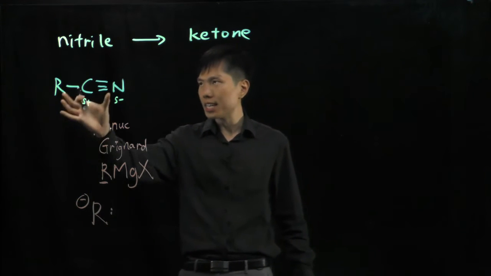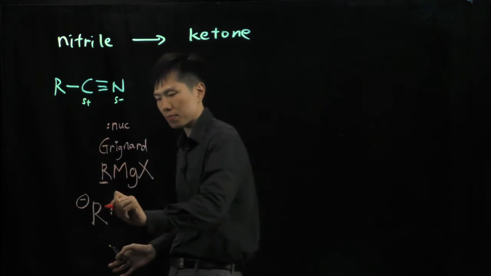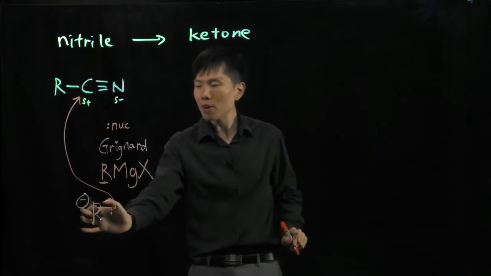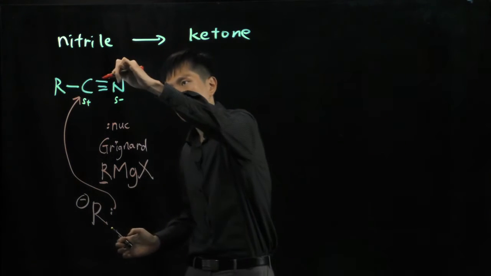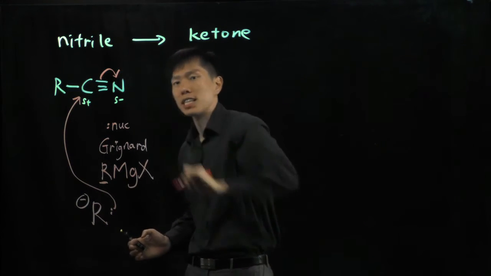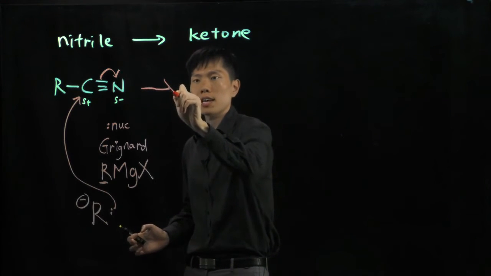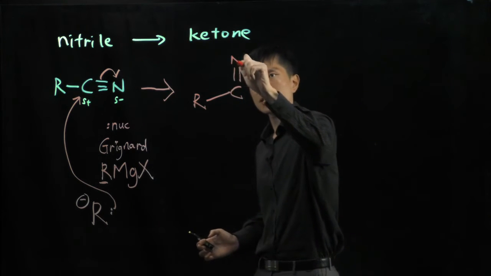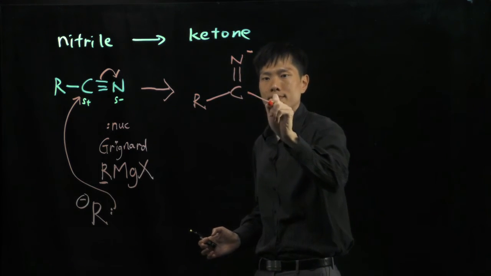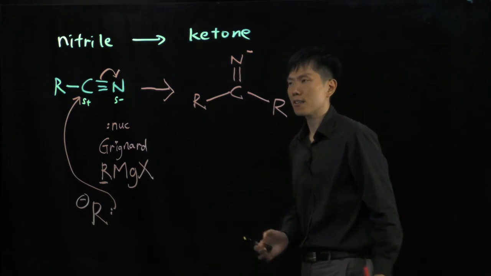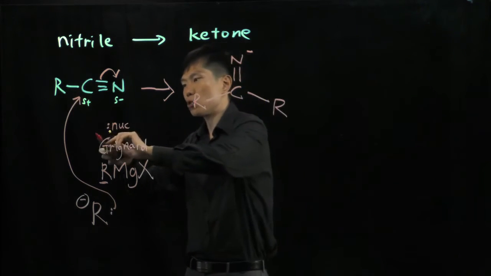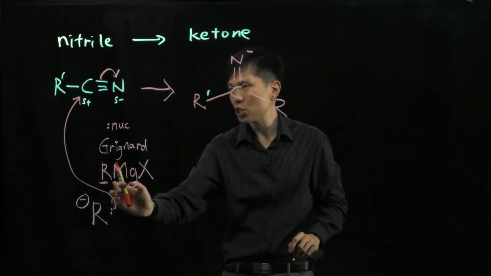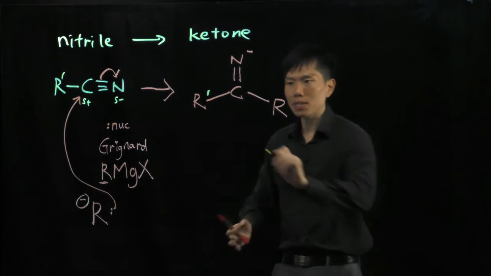Now, if I react a nitrile with a Grignard reagent, this is what happens. The nucleophile R- will attack this carbon of the nitrile group, break the pi bond, push electrons towards the nitrogen, and first it will form this imine anion. Now suppose I put a prime here to show that this is the initial R. So the incoming R comes from the Grignard reagent that I added in. This is an intermediate.